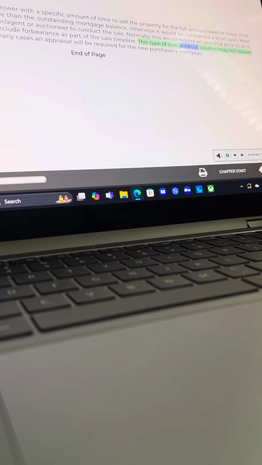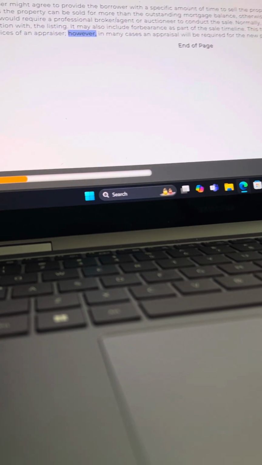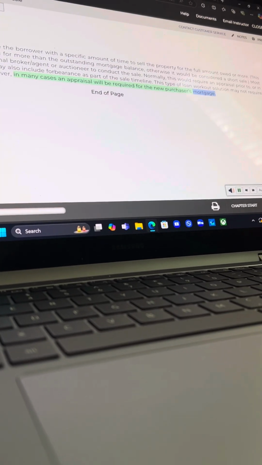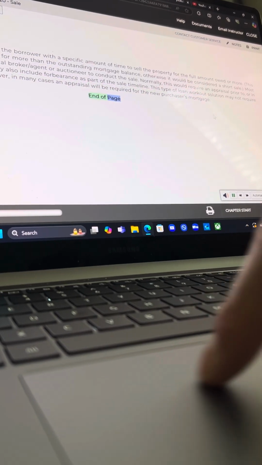This type of loan workout solution may not require the services of an appraiser. However, in many cases an appraisal will be required for the new purchaser's mortgage. End of page.